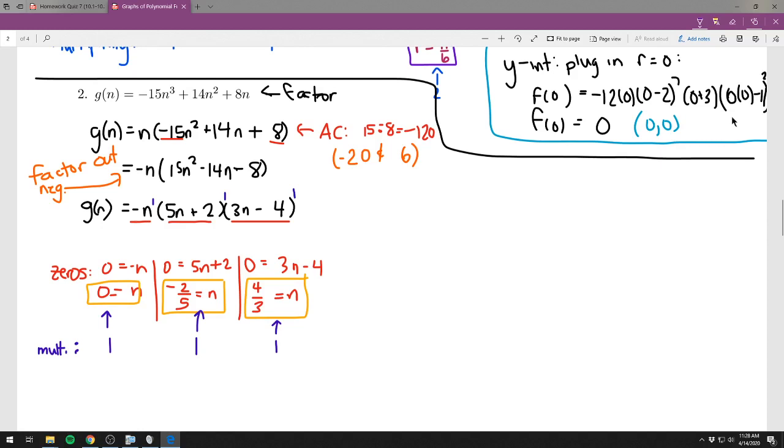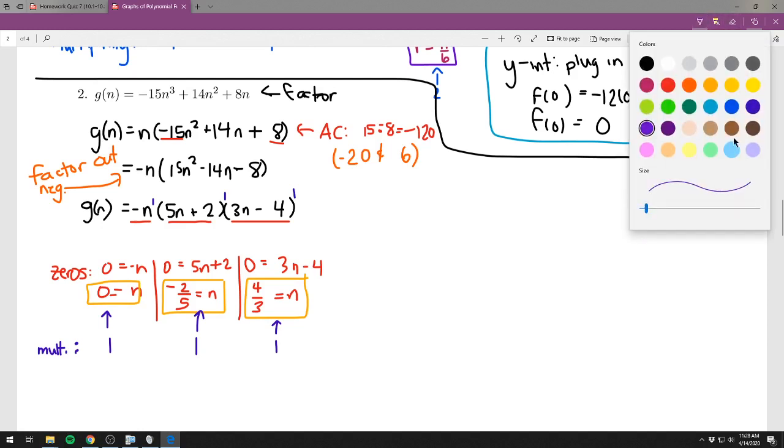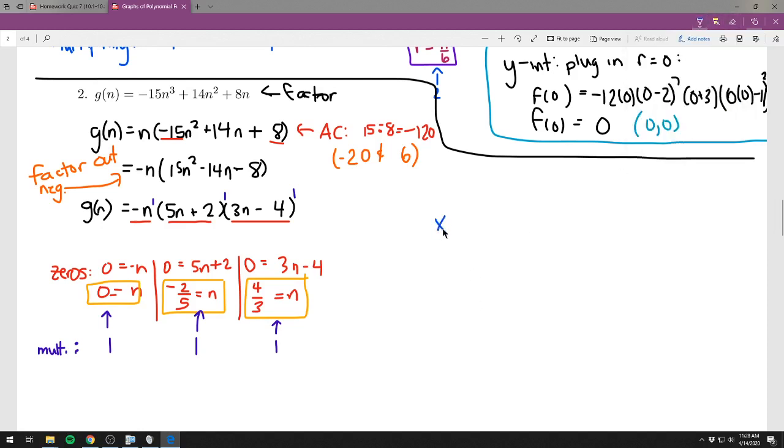Now the x-intercepts, like we talked about above. You just take your zeros, those are the x values, and the y value is always 0 for the x-intercept. At 0, 0, negative 2 over 5, 0, and 4 over 3, 0.